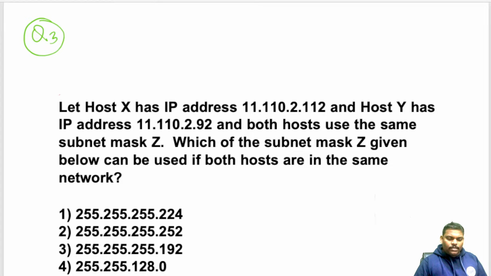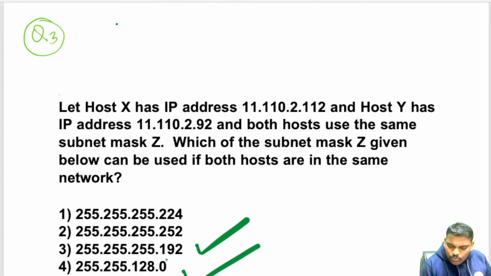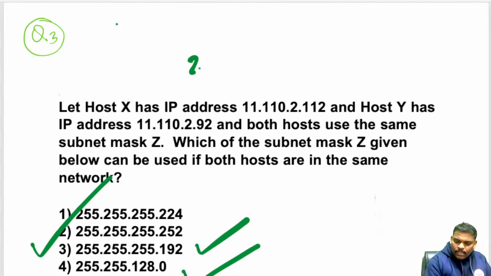So please give the answer. Which mask contains more ones? This is also correct, but the one that contains more ones is this one. 3 will be the answer. Whichever contains more ones, that will be the answer. The reason is, more ones in the mask means less host. See this one in option C.